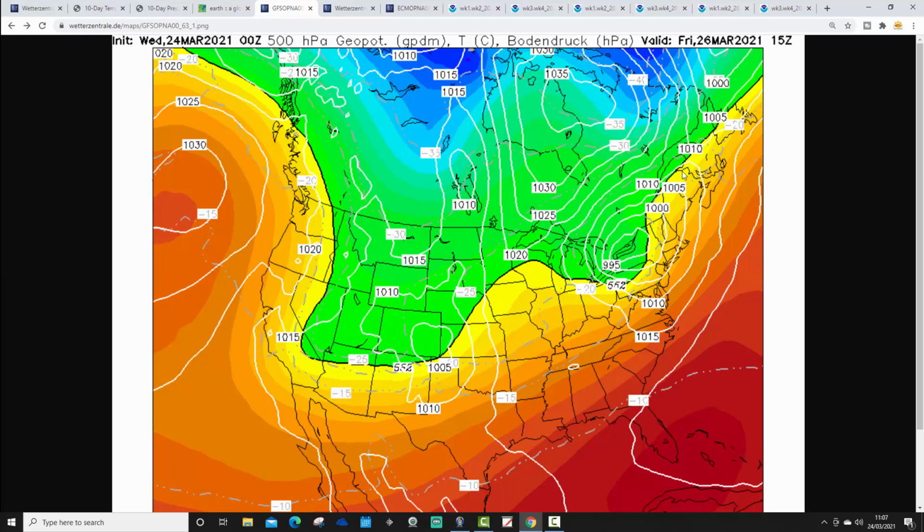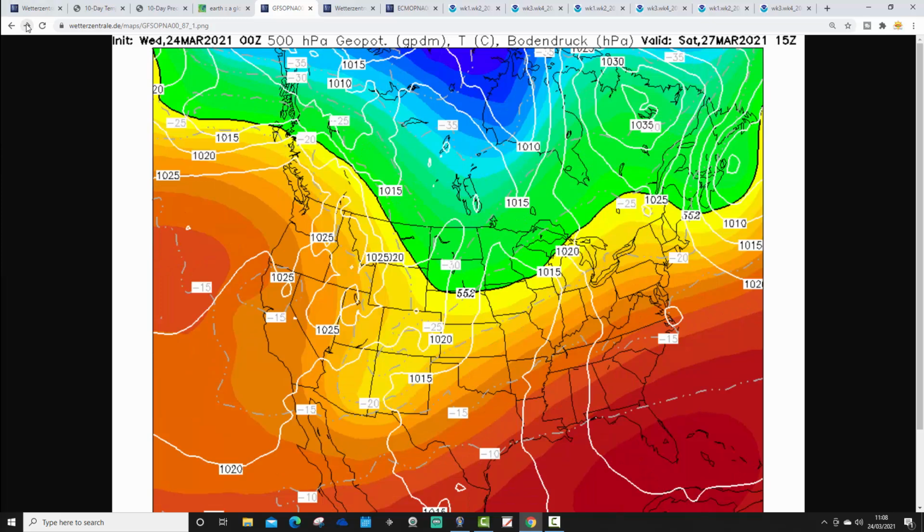It'll draw up some very warm air on the southern and eastern side of the low up the east coast of America, but will also bring heavy rain too. But as the low pushes through, temperature starts to drop into the Midwest. Some of the precipitation could turn to snow there.